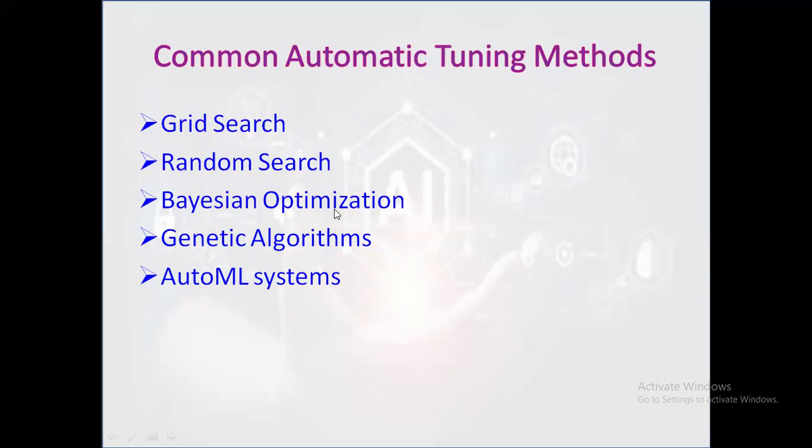Next, Bayesian optimization. It builds a probabilistic model of performance and intelligently chooses promising hyperparameters, making the search more efficient. Next, genetic algorithms. These algorithms simulate the evolutionary process by selecting, combining, and mutating parameter sets to gradually improve performance. Next, AutoML systems, which we are using. These AutoML frameworks automatically handle model selection, feature engineering, and hyperparameter tuning, providing strong baseline solutions with minimal manual effort.